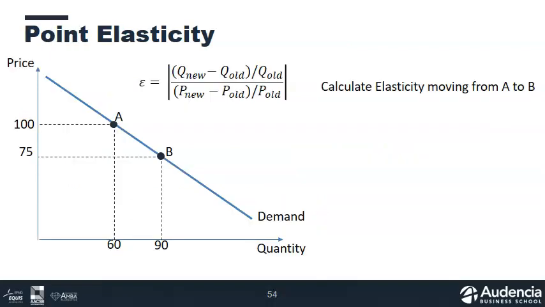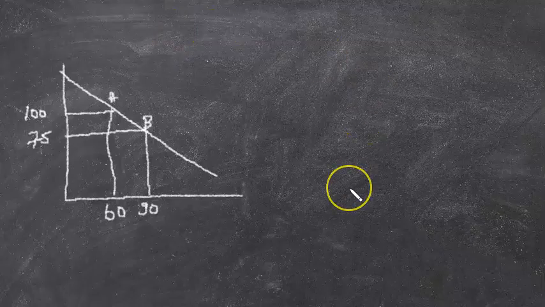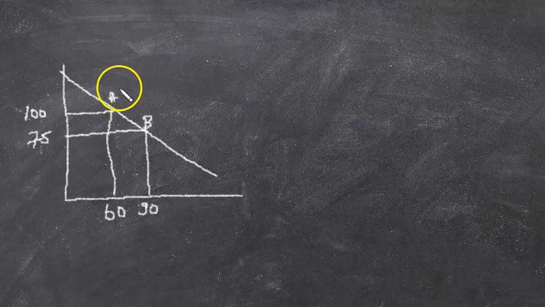Now, the point elasticity can be calculated along a demand curve, and here we have a demand curve for some good or service, and we can calculate the elasticity as we move from point A to point B, and this is what's called point elasticity. So I'm going to show you how we calculate this as we move from point A to B using point elasticity. Okay, so now I've duplicated on the chalkboard what we saw in the previous diagram, and we're going to calculate the elasticity as we move from point A down to point B. This is the direction of the calculation.